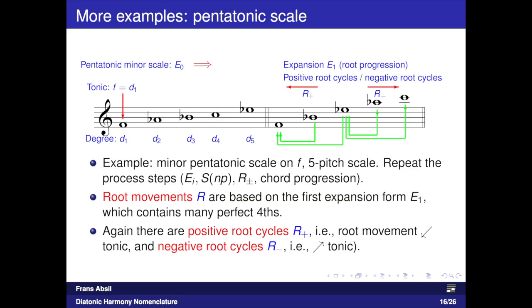The original source scale in expansion E0 contains a number of minor third and major second intervals. When expanding into E1, this yields a number of perfect fourths and one major third, as shown on the right. The green arrows illustrate positive root cycles in the descending direction and negative root cycles in the opposite direction. Note that now we have fewer options than in the case of a 7-pitch diatonic scale.